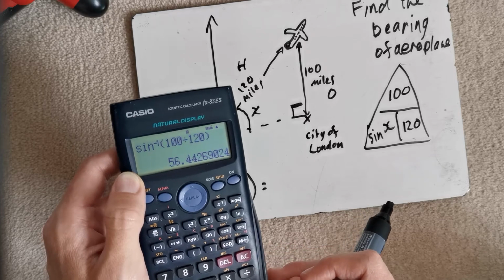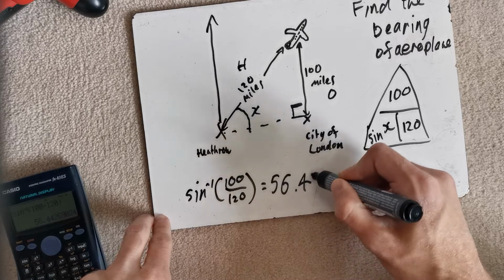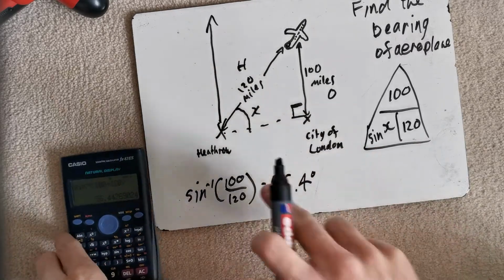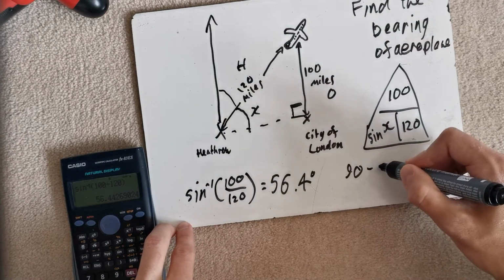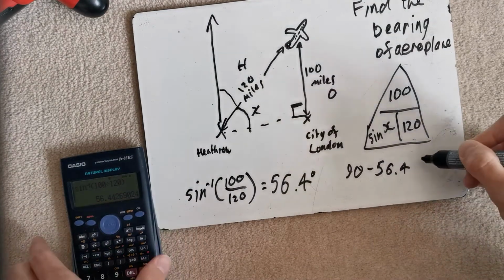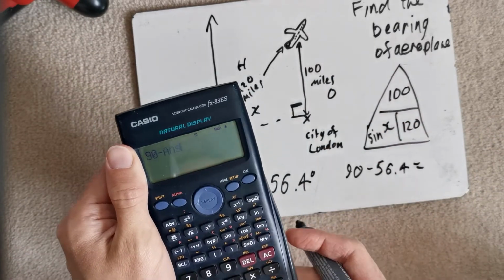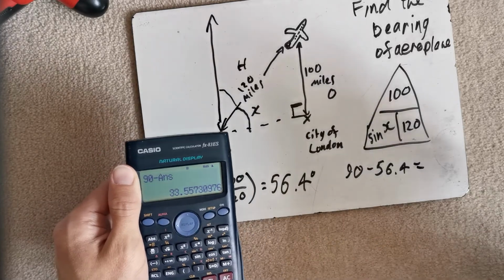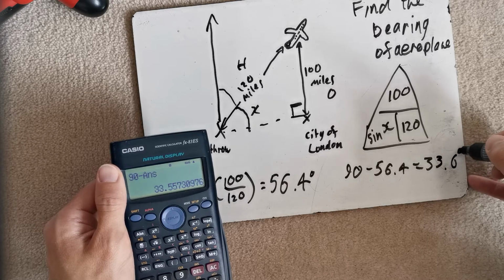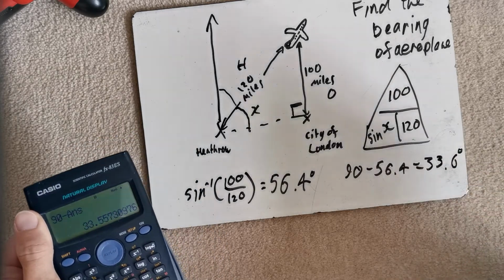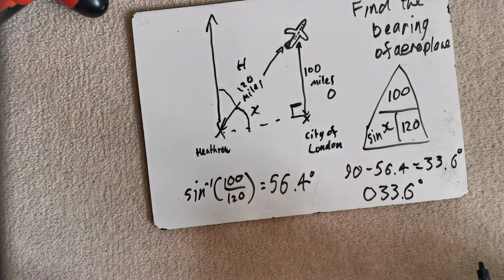That comes out as 56.4 degrees. Now remember we want the bearing, so we want this one here. So let's take it away from 90 degrees. 90 take away 56.4 is going to be 33.6 degrees. Is that a bearing yet? No, not yet. It's 033.6 degrees, and that's our answer.